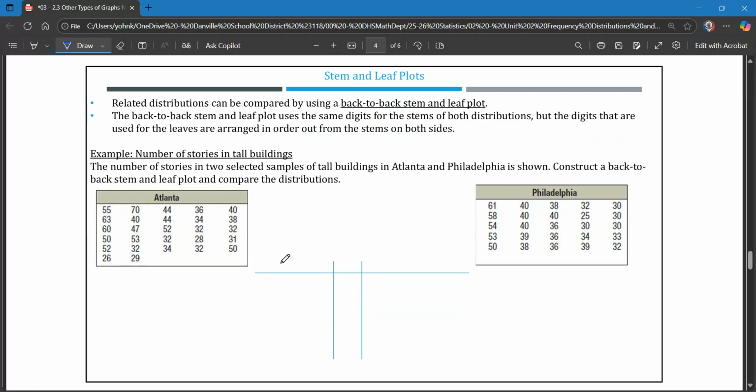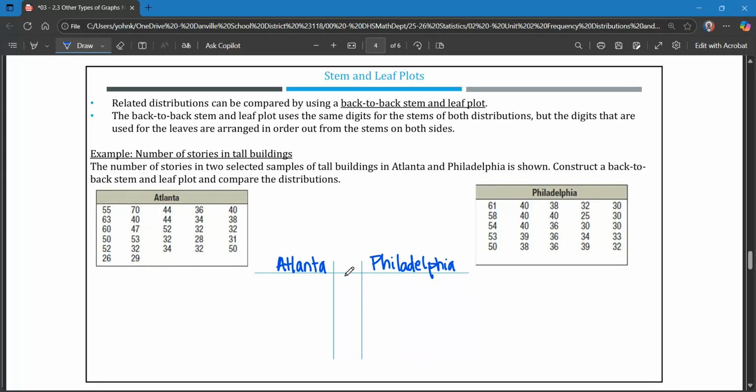The data on the left is Atlanta, so I'm going to label that one as Atlanta, and the one on the right as Philadelphia. Now look at the data. I have 20s all the way up to 50s in Atlanta. Oh, there's one in the 60s. Yep, 60s. So 20s to 60s in Atlanta. And over in Philadelphia, I have 20s to... oh, there's a 70 over here in Atlanta. So 20s to 70s for Atlanta, and Philadelphia is 20s to 60s.